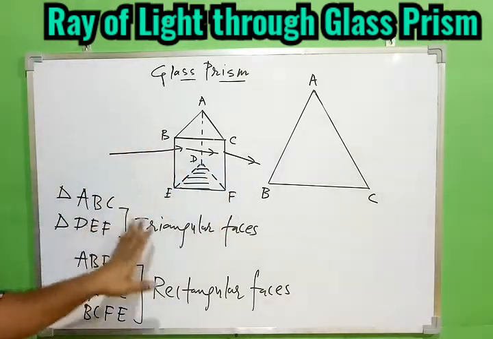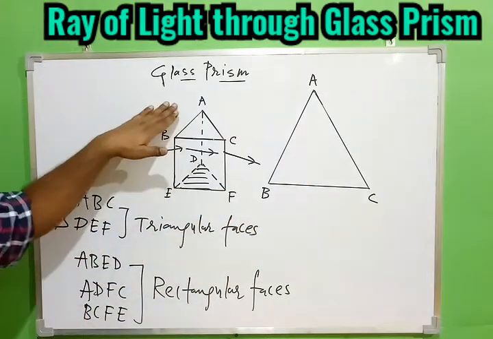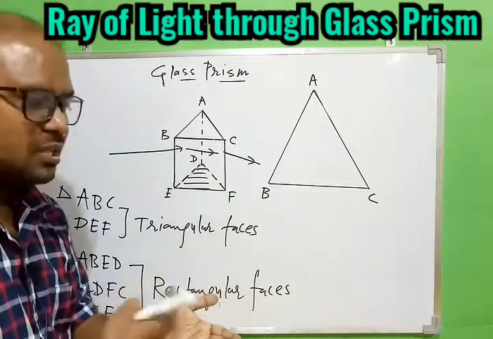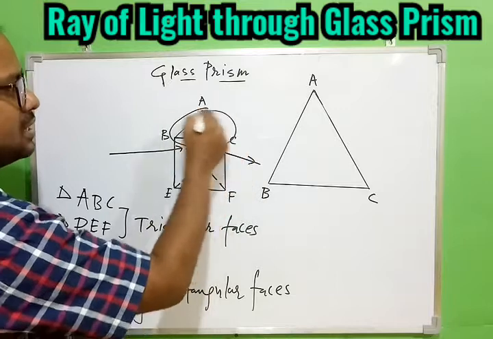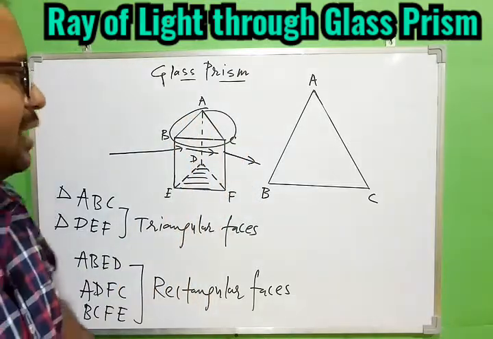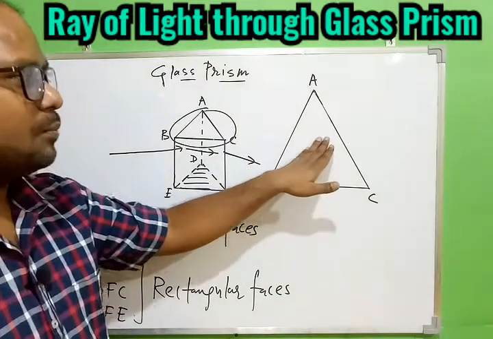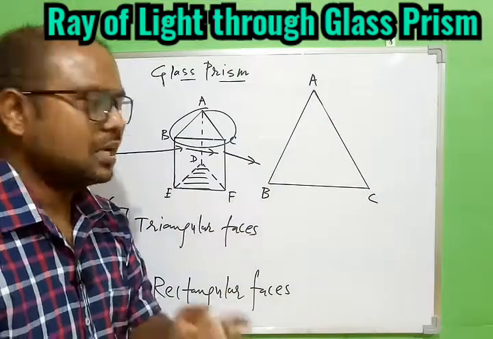But to understand this, we'll take the help of a triangle. Triangle is nothing but the top surface you see. So overall, if you place this prism on the surface, and if you see the same prism from the top, you will be able to see this top surface ABC, that is in the form of a triangle. And to understand this refraction through the glass prism, we just take the help of the triangle, that is the top surface, and that is more than enough to understand the concept.